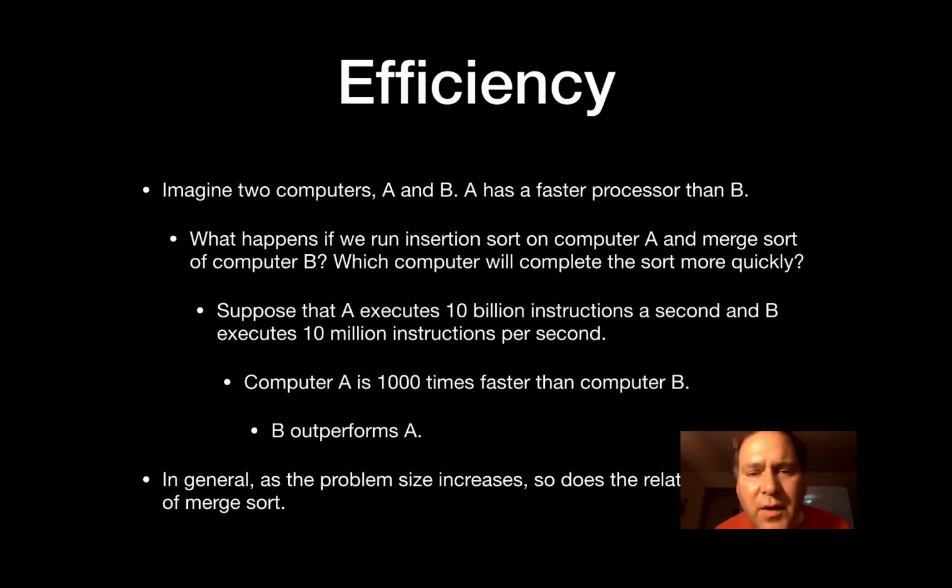Efficiency. Imagine two computers, A and B. A has a faster processor than B. What happens if we run insertion sort on computer A and merge sort on computer B? Which computer will complete the sort more quickly? Suppose that A executes 10 billion instructions a second and B executes 10 million instructions per second. Computer A is 1,000 times faster than computer B. B outperforms A. In general, as the problem size increases, so does the relative advantage of merge sort.